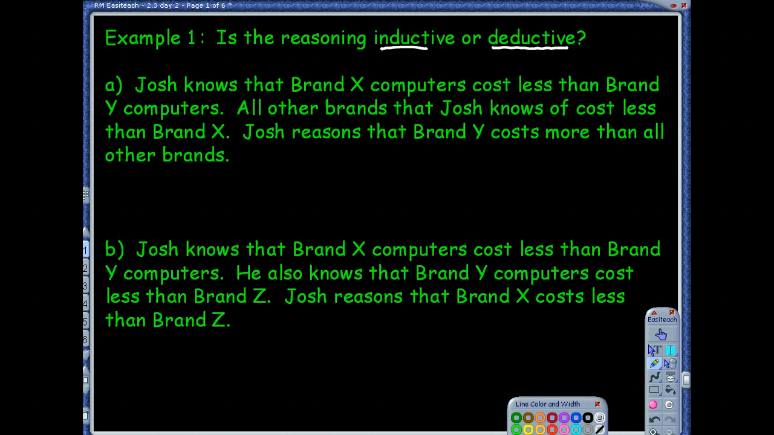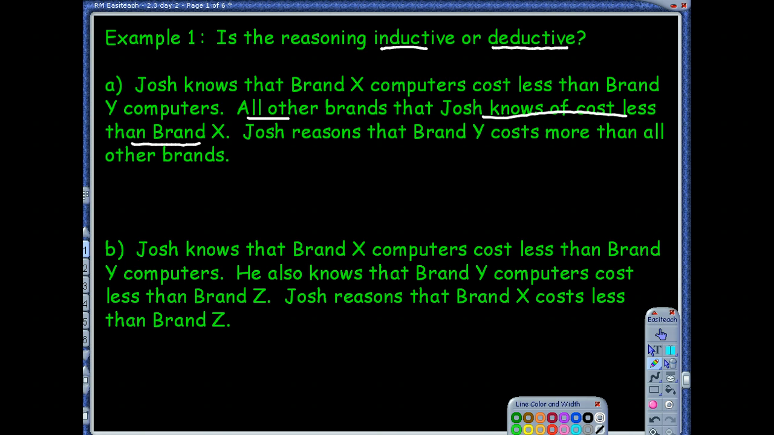So the first part, Josh knows that brand X computers cost less than brand Y computers. All other brands that Josh knows of cost less than brand X. Josh reasons that brand Y costs more than all other brands. Okay. Well, the first thing that I noticed is, okay, he knows that brand X costs less than brand Y.